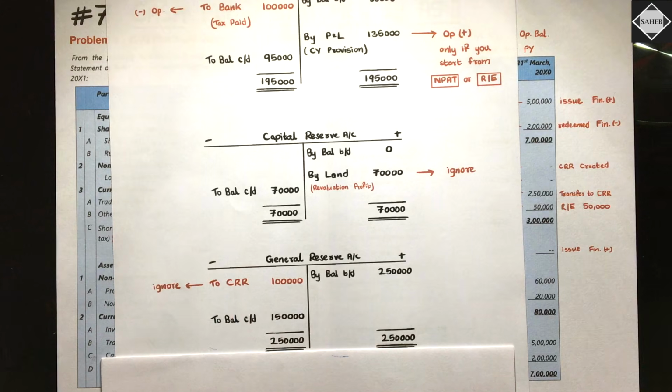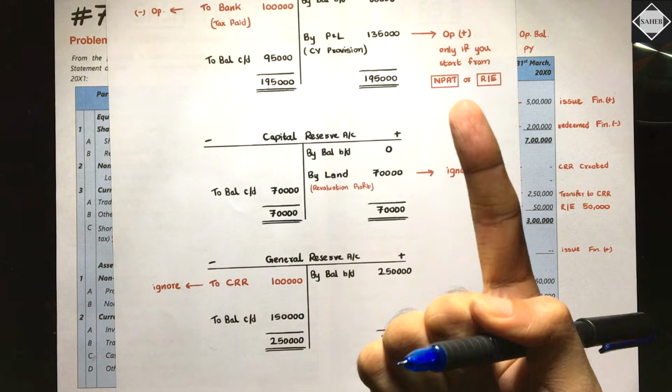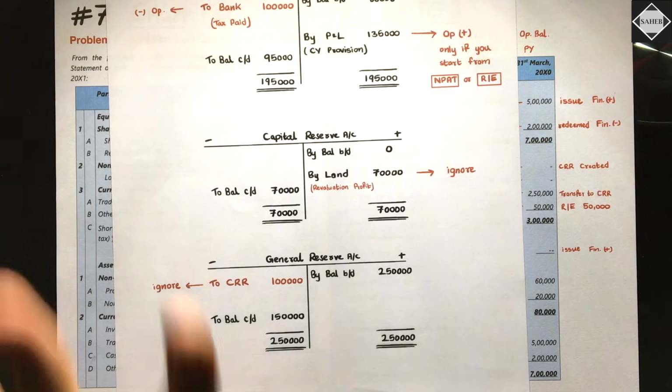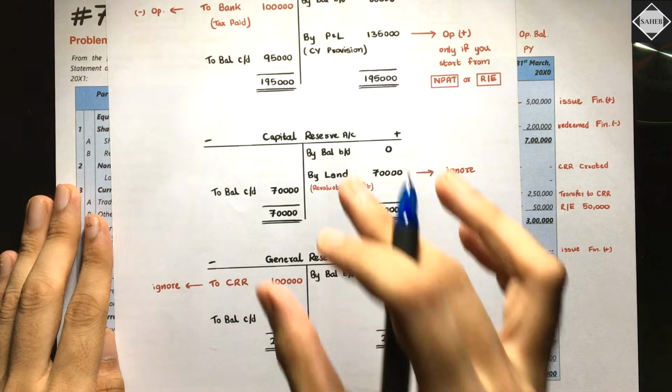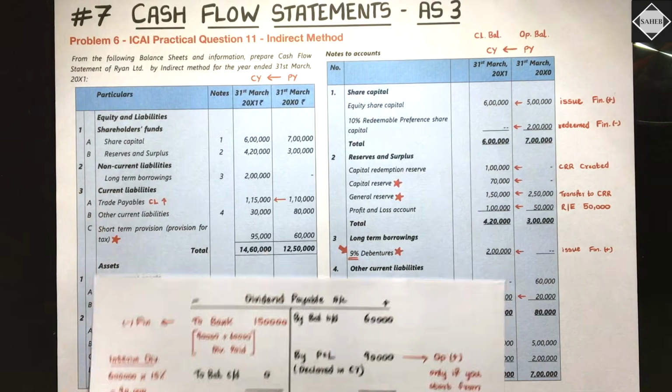Do we have to do anything about this creation of CRR out of general reserve? No. Why no, sir? We need logic. Okay, see, understand. The logic is, it is not impacting profit and loss balance. It is not impacting cash. So nothing you have to do regarding this in the cash flow statement. Is it clear? Simple and straightforward. So regarding capital reserve and general reserve, nothing will happen in the cash flow statement.